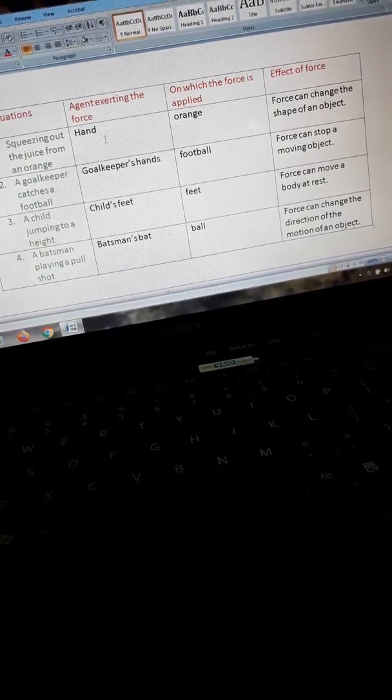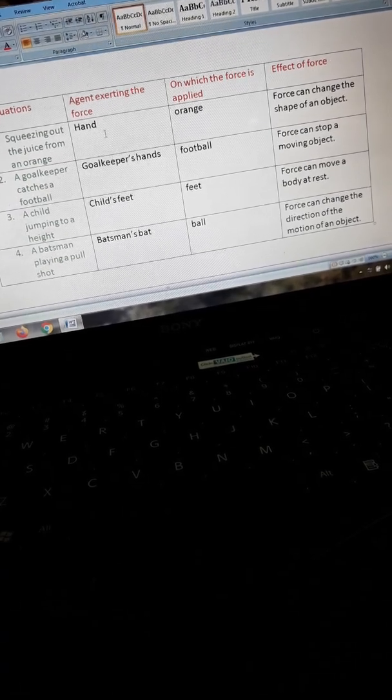So next day I will take a revision test on this chapter, force and friction.